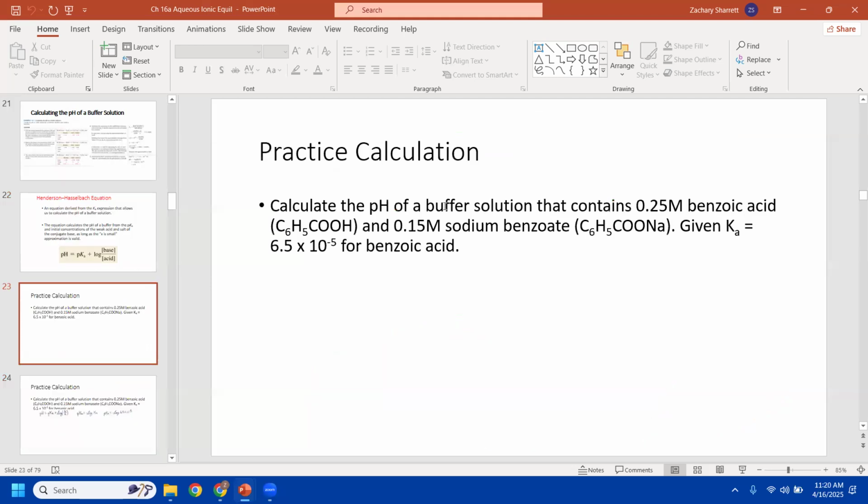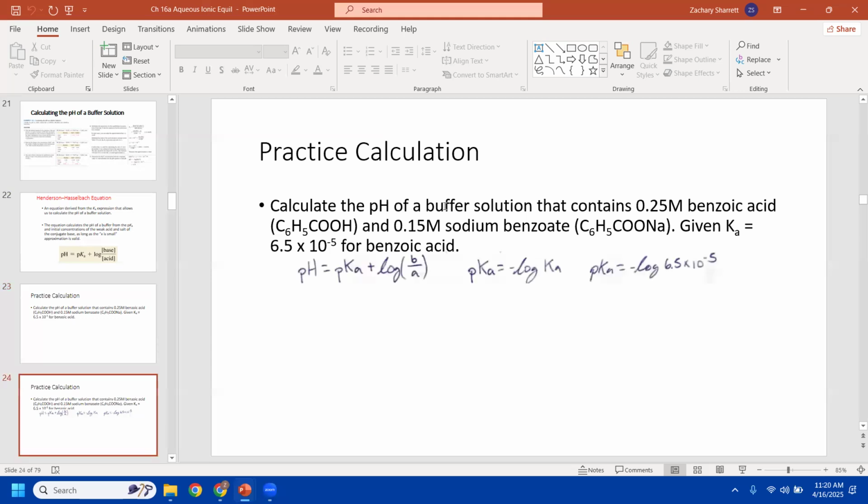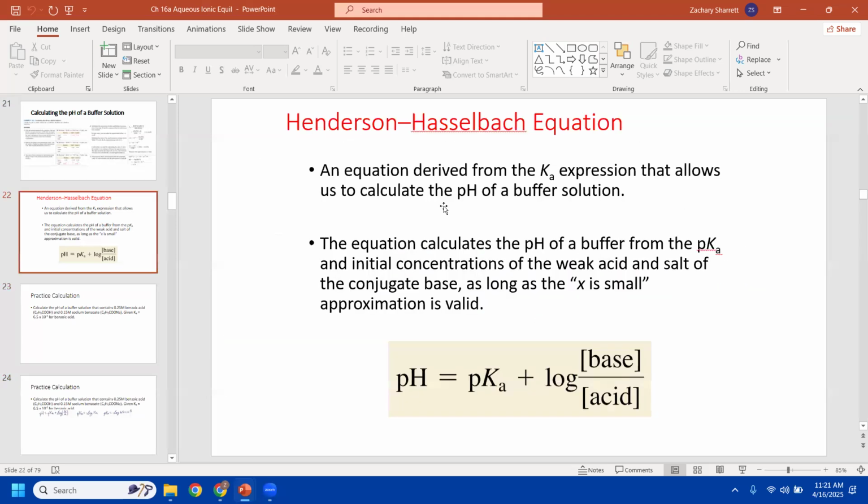So let's go ahead and do this. Let's calculate the pH of a buffer that contains 0.25 molar benzoic acid and 0.15 molar sodium benzoate, given that the Ka is 6.5 times 10 to the negative fifth. So this would be that value, right, Nana, that you were talking about. You could look this up in the list of weak acids. The equation we're going to use for this is pH equals pKa plus the log of concentration. And look over here. This is in, what does this bracket mean?